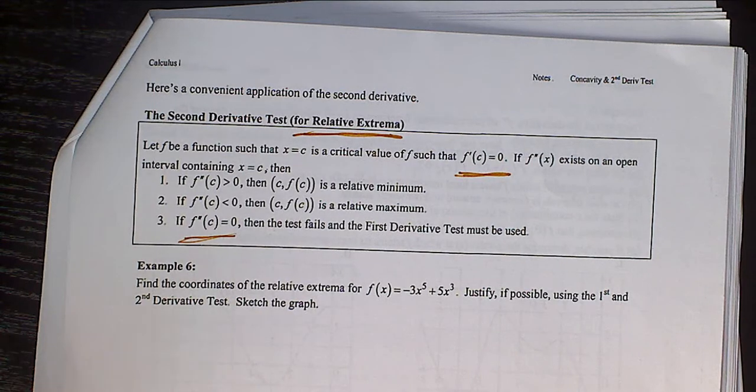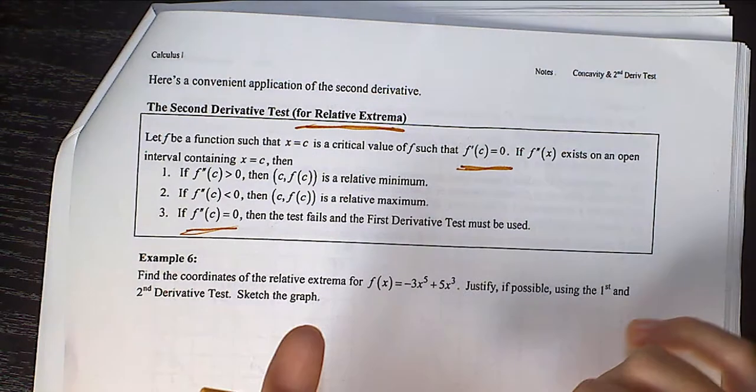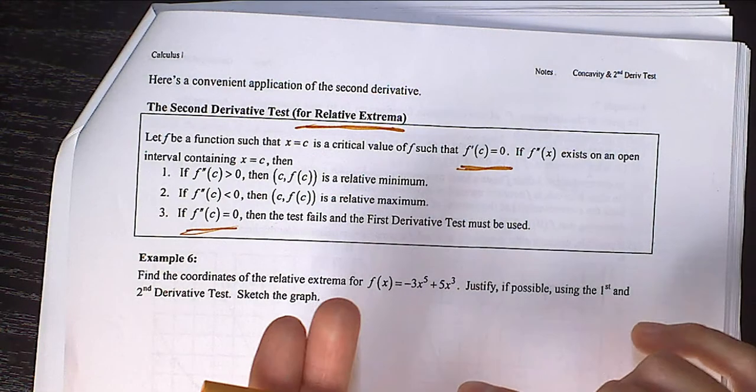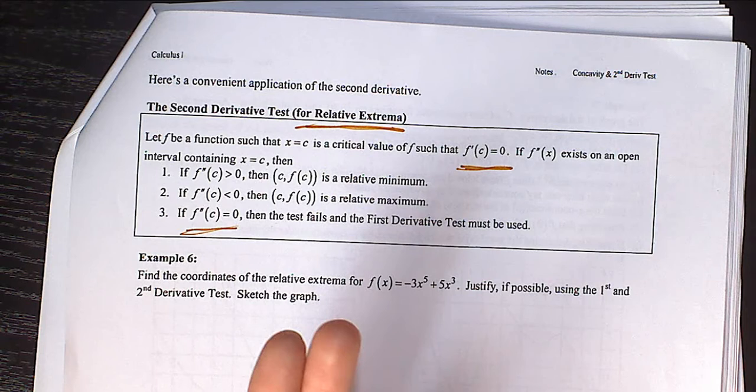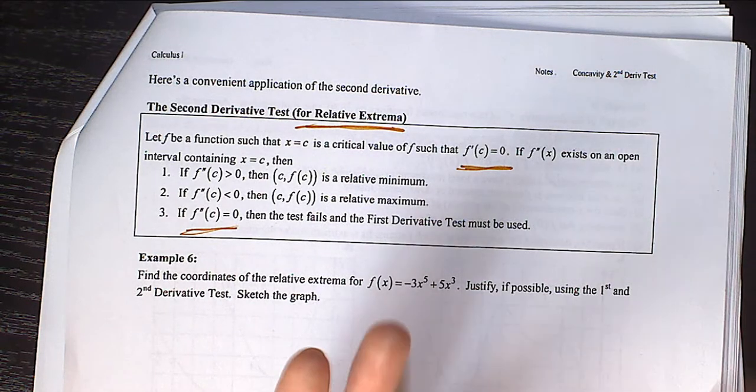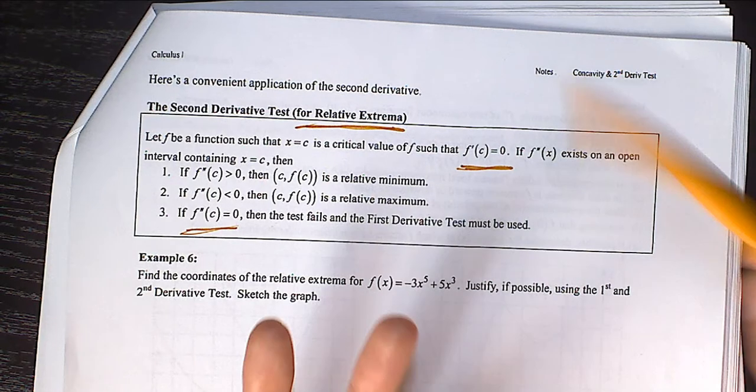Both of these tests work. So the first derivative test and the second derivative test will give you the same responses no matter which one you use. They're both going to work out the same way. It's just two different ways to find relative extrema on an interval.